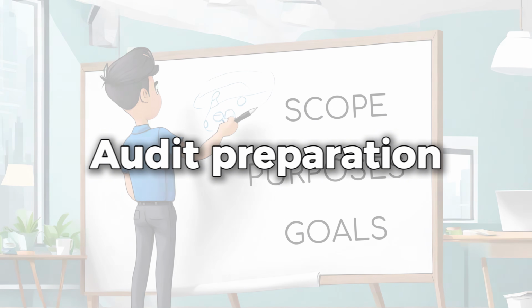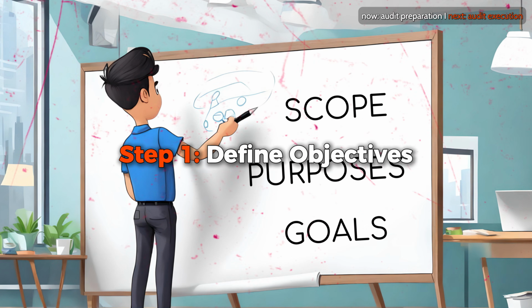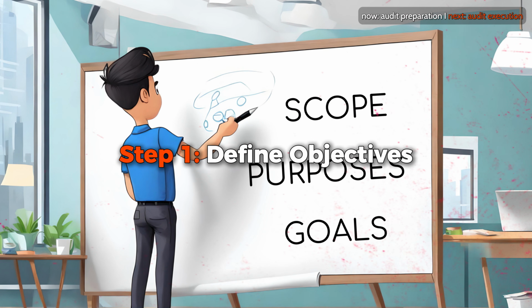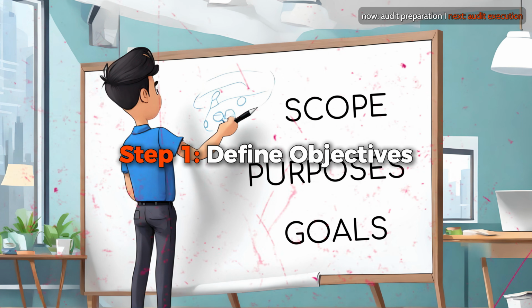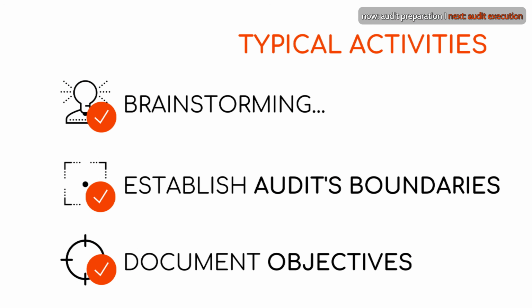Now it's time for the audit preparation process. Step 1. Define audit objectives. Scope out what you'll be auditing, set clear purposes, and outline your goals. Typical activities: brainstorm with stakeholders, establish the audit's boundaries, and document your objectives clearly and concisely.